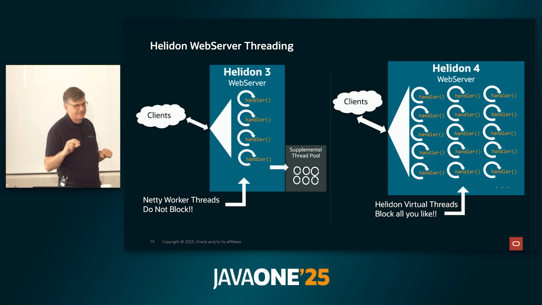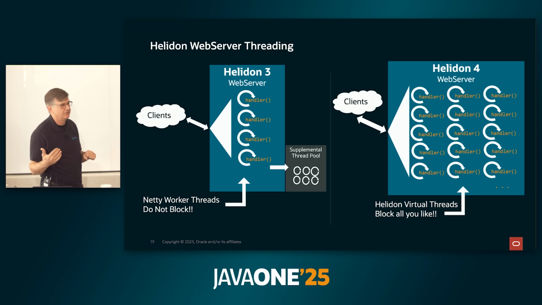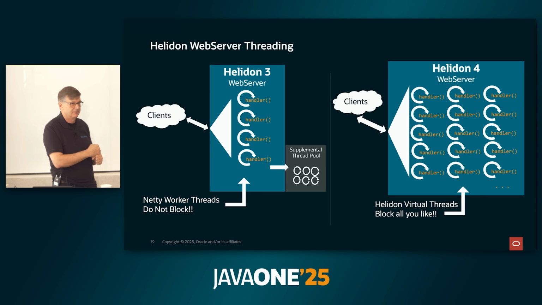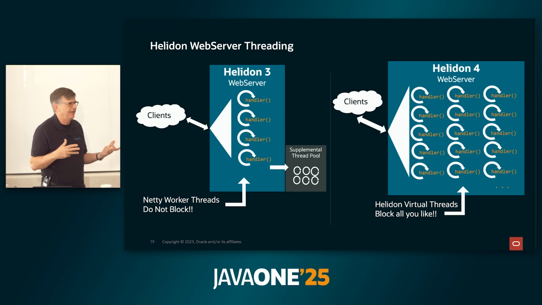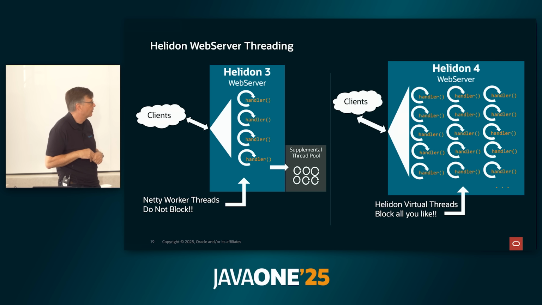So either do fast operations, or if you need to block, program it asynchronously, using asynchronous or reactive operators to do that. Or in some cases, maybe you need to farm it off to a supplemental thread pool. And in Helidon 3, that's actually what we did for our MicroProfile support. So that when the request went to Jersey, our JAX-RS implementation, there's a dedicated thread pool to handle that. So we did not block the Netty worker threads.